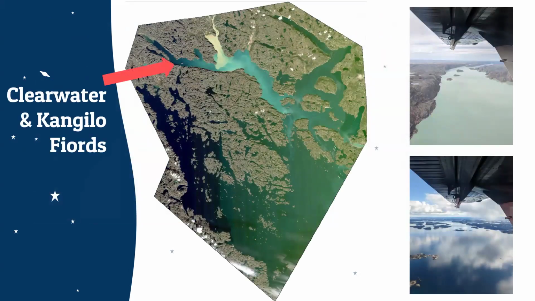So 2 of the fjords in particular are Clearwater and Kangle Fjord. The whales are known to spend their time within Clearwater Fjord up in the northern part, and we hypothesize that there's a reliance on the estuary that's within there, which is that murky white colored river water that you can see flowing into Clearwater Fjord.